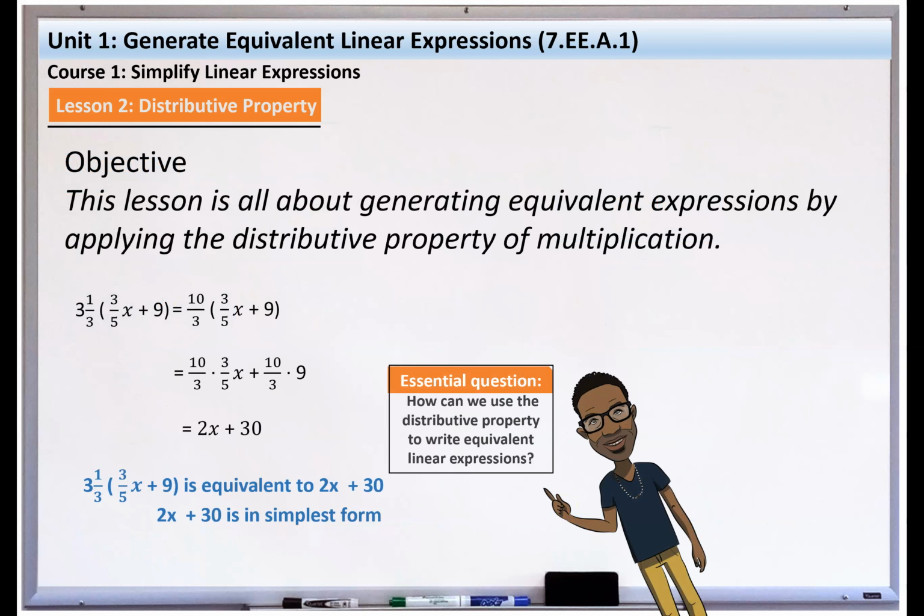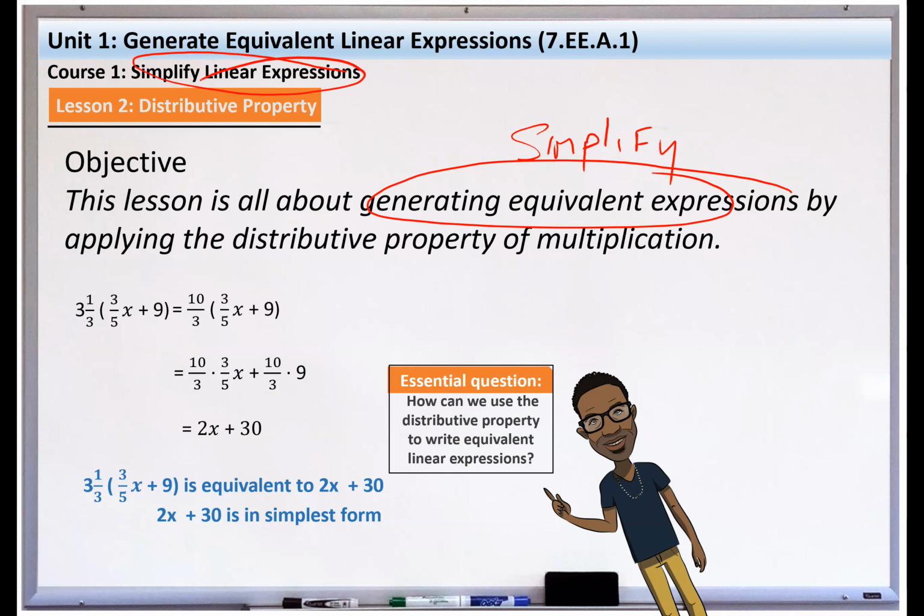All right, that's it. We wanted to generate equivalent expressions, and at the same time, we wanted to simplify, because that's what this whole unit is about: simplifying and generating equivalent expressions.